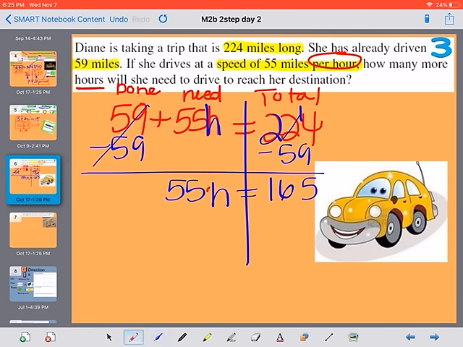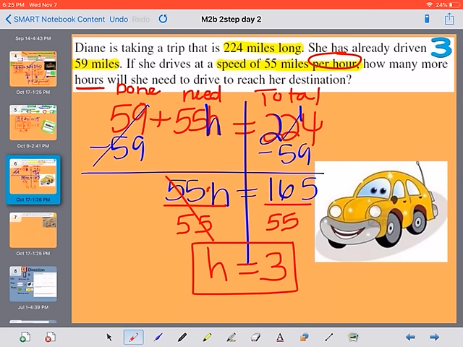And then the opposite of multiplying is dividing. We're dividing by 55. So those eliminate. I would just plug in your calculator, 165 divided by 55, and you get a nice answer of 3. We were talking about hours. So this is telling us that Diane would have to travel 3 more hours in order to reach her destination, in order to get to a total of 224 miles.